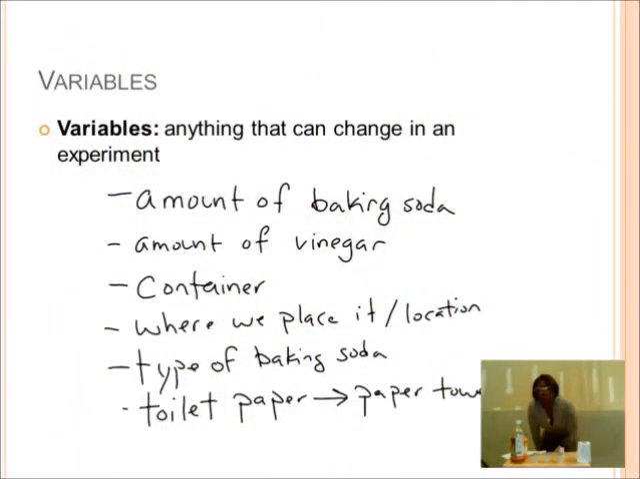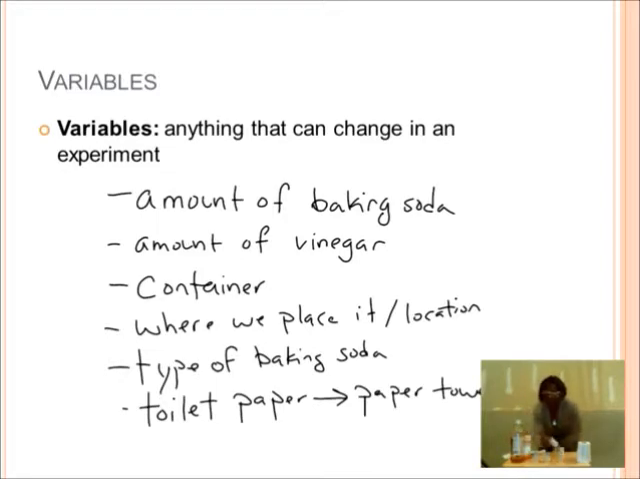Our first word to know for today is variables. Variables are anything that can change in an experiment. So in this particular experiment, there were lots of things that we could change. I could change the amount of baking soda that I added to the canister. I could change the amount of vinegar. I could add it more, I could add it less.